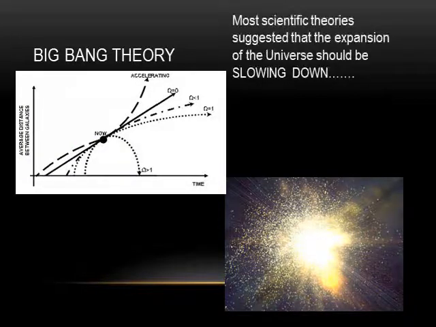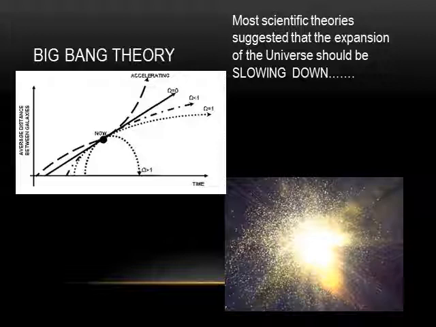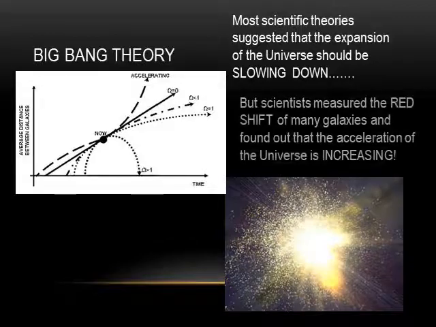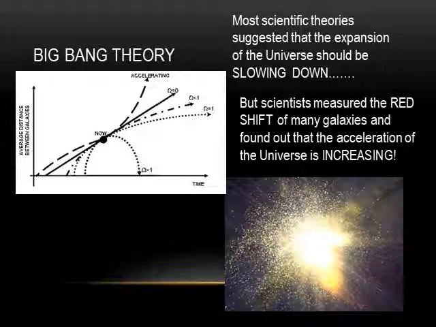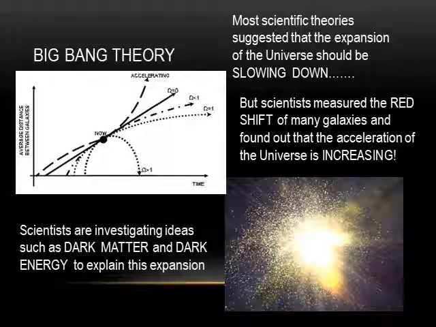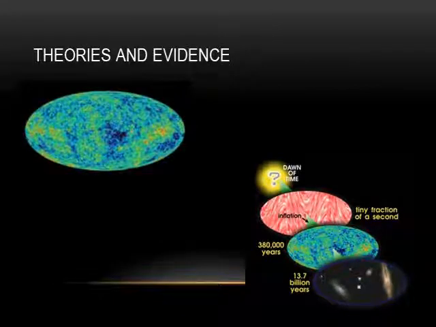Now, scientists expected that as the universe expanded, it would get slower and slower as it expanded until eventually it stopped. But recently, now that scientists have looked at a lot of the galaxies, they've actually noticed that the universe is accelerating and expanding at an even greater rate. Now, we don't have the perfect idea to explain that at the minute, and scientists are looking at new ideas like dark matter and dark energy to explain why the universe is expanding at a faster and faster rate. That's a good example of scientists having to change their theories to fit new evidence.